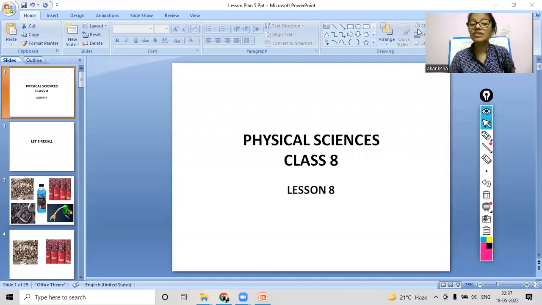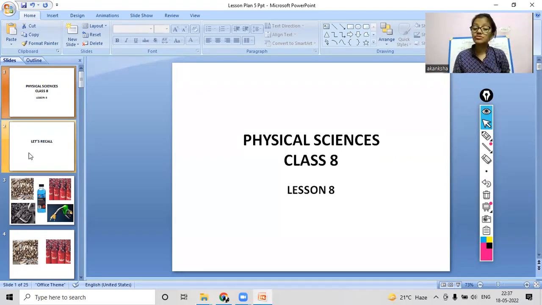Now we will continue our chapter Combustion and Flames. It is the last part and today is our lesson 6. Let's recall what we learned in our previous classes. We learned about combustion and the structure of flames, and all these things we discussed in our earlier class. Now we will start with today's topic.